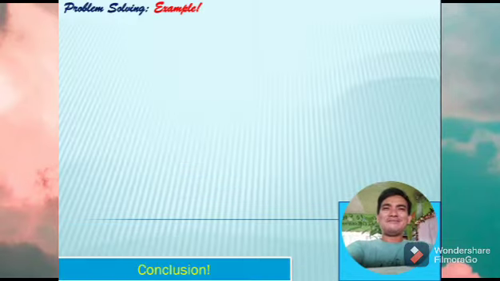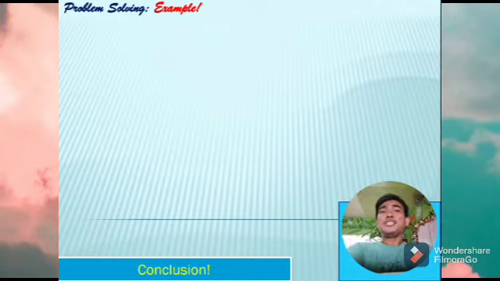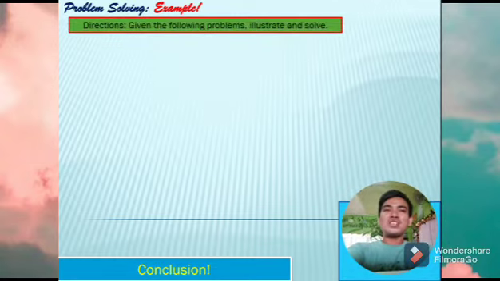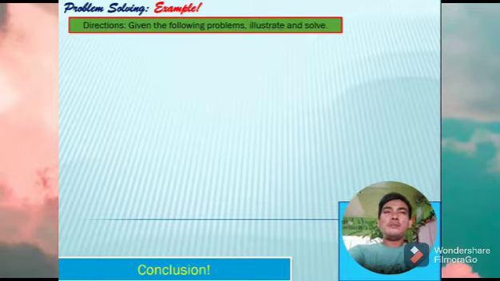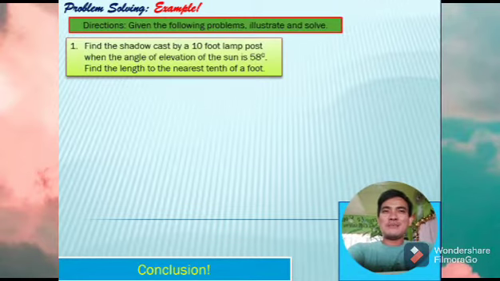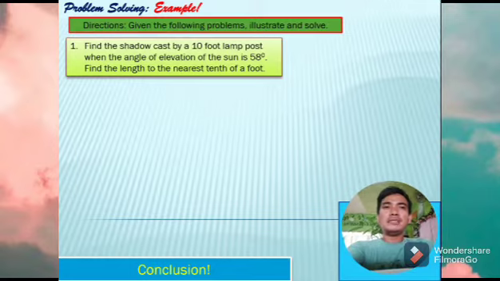Very good. Now let's proceed to problem solving example. With the directions given, for the following problems, you are going to illustrate and solve it. Okay, let's have number 1. Find the shadow cast by a 10-foot lamp post when the angle of elevation of the sun is 58 degrees. Find the length to the nearest tenth of a foot. How does it look like?